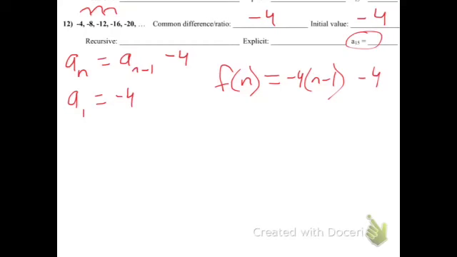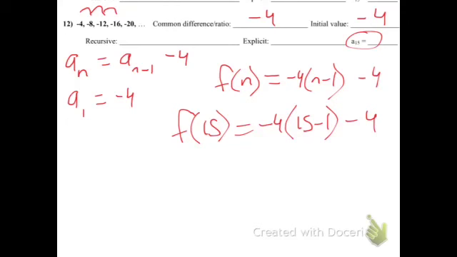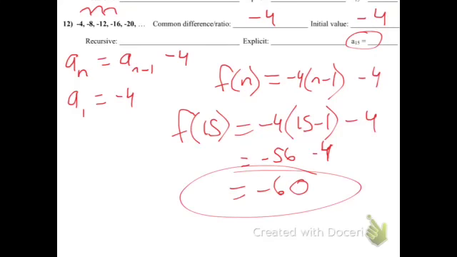To get the 15th term, plug in 15 into your function and calculate. 15 minus 1 gives you 14, so you have to do negative 4 times 14, which is negative 56, and then you subtract that 4, and that'll give you negative 60 for the ending number there. And that's it.